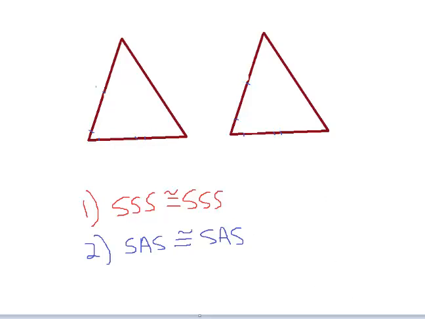The third way is if you have two angles and any side. The reason is that if you have two angles, by definition, you have the third angle. So if this, for example, is equal to this, and this is equal to this, well, by definition, the third angle has to be equal as well.